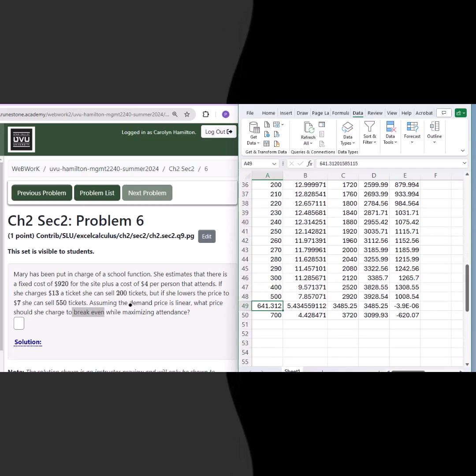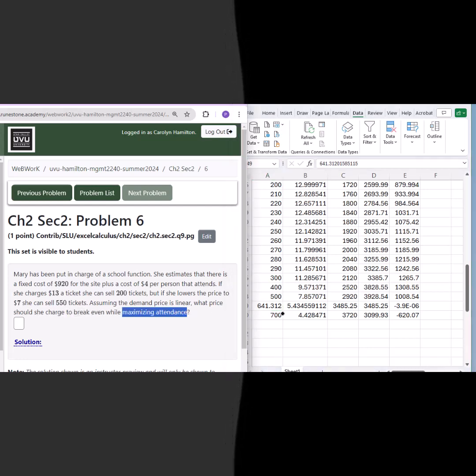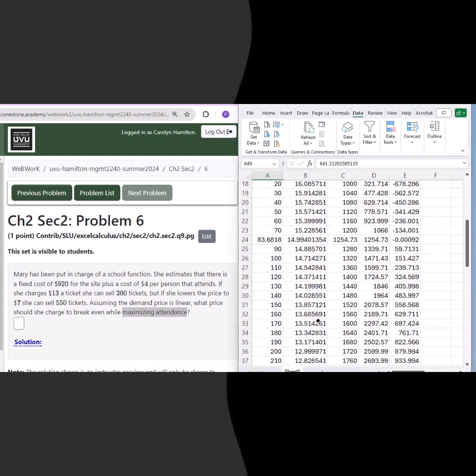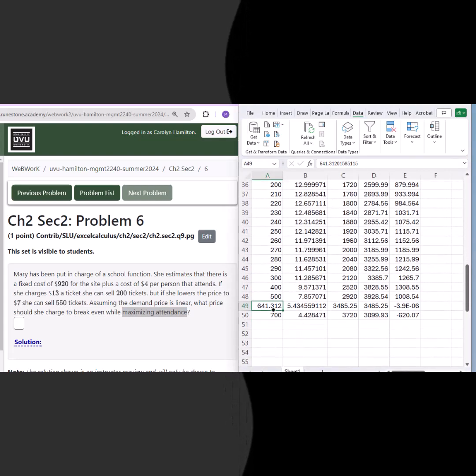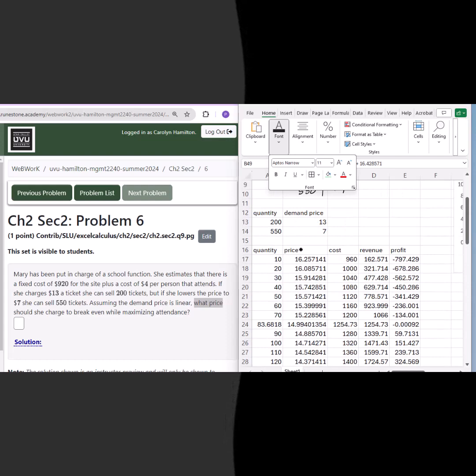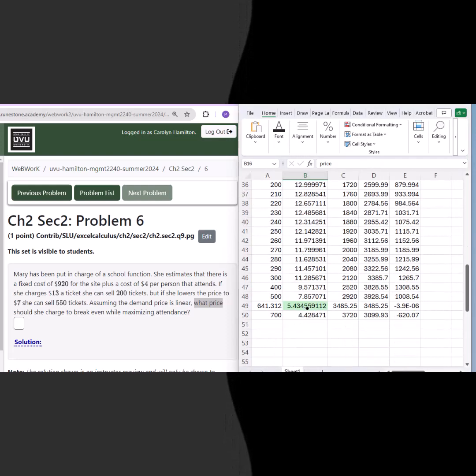And the question is, assuming the demand price is linear, what price should you charge for the tickets to break even, but you want to maximize the attendance? So given those 2 different break-even possibilities, you want to take the one with higher attendance. And what it wants this time is not the quantity of people attending. It wants to know what price should be charged. And I believe our price was this box. Just double check that. Yes, that's my price column. She should charge $5.43.